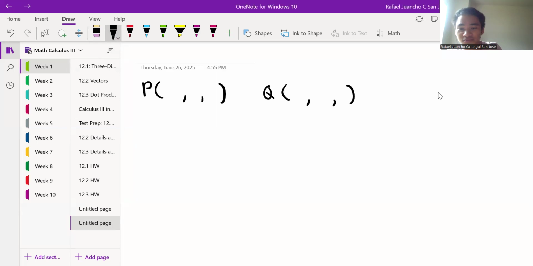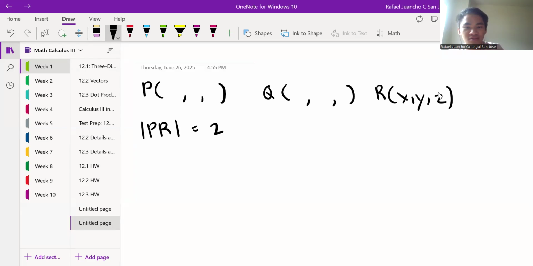Actually, we also have another point, which is X, Y, Z. This is any point in the plane. And we want to find, let's say this is R, and we want to find the distance from P to R is basically twice the distance of Q to R, right? So let's go through a short example here.